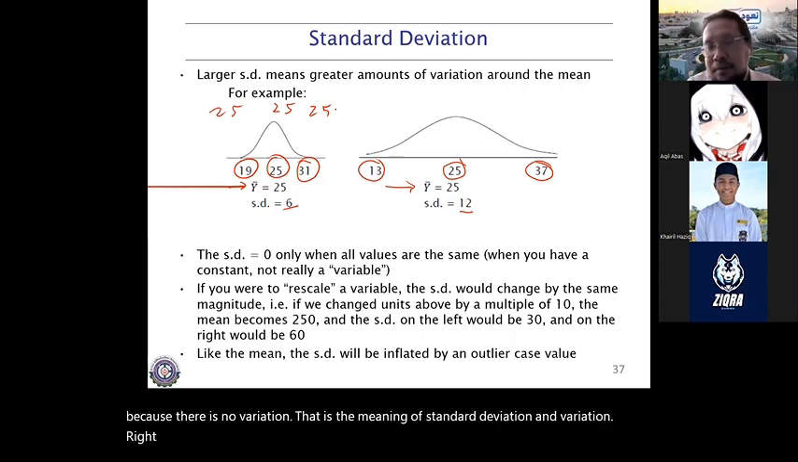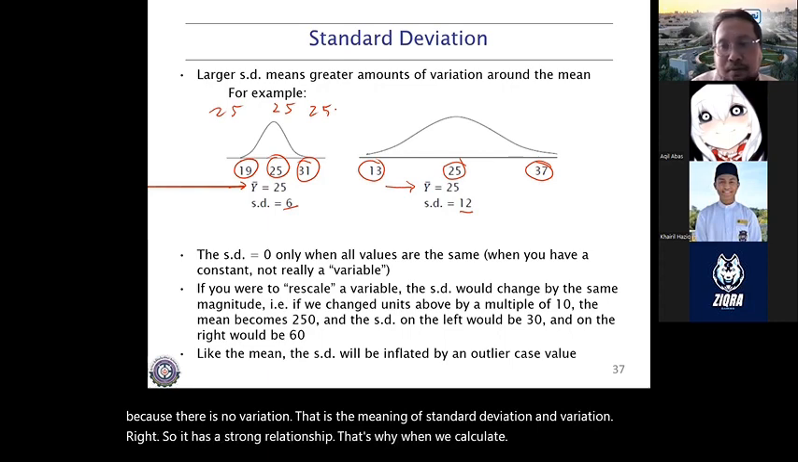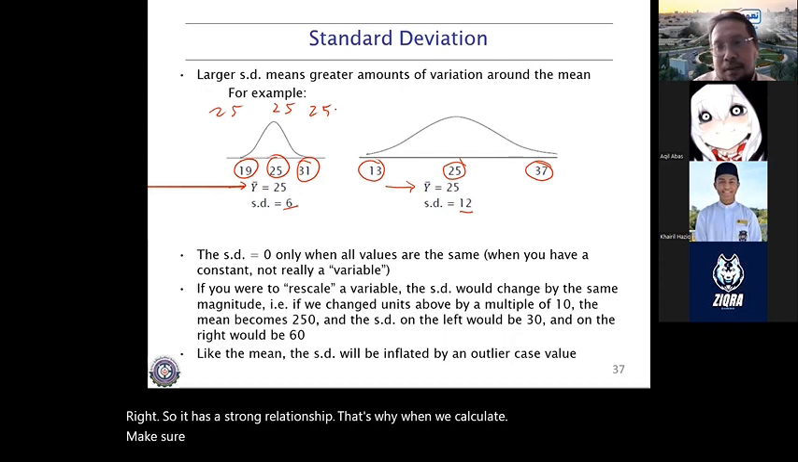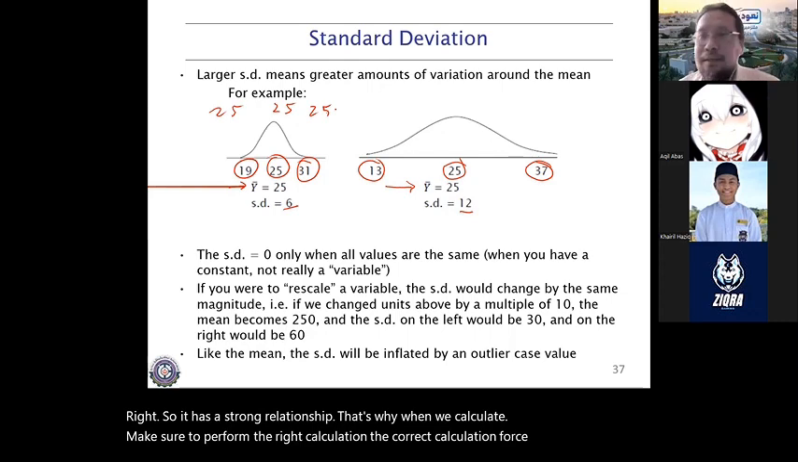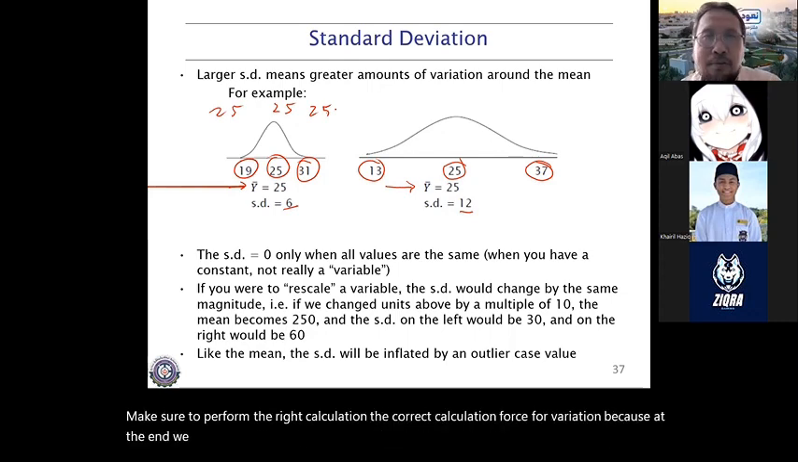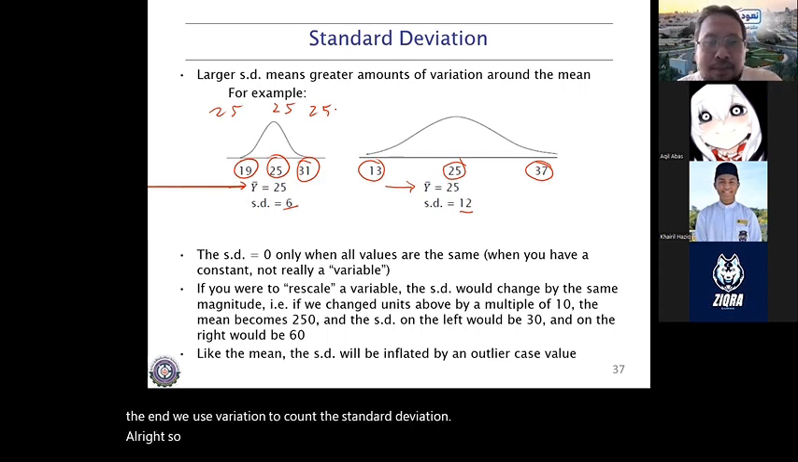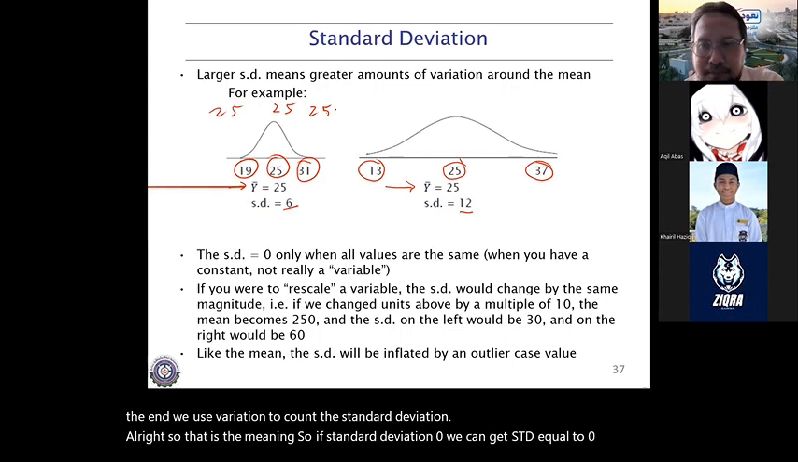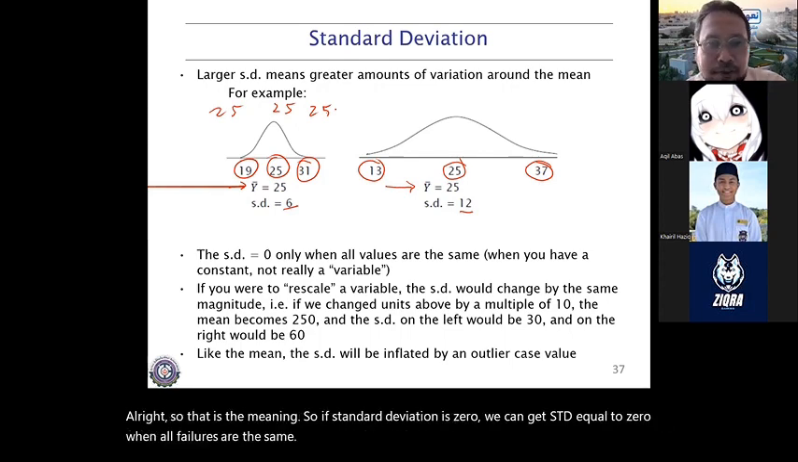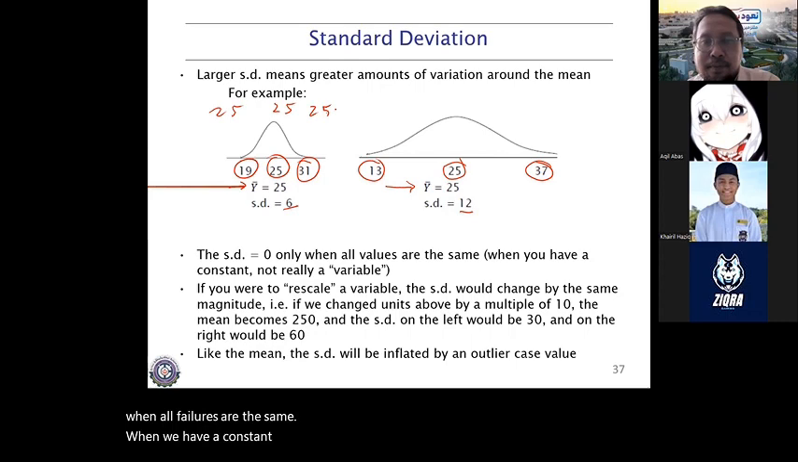So it has a strong relationship. That's why when we calculate, make sure to perform the correct calculation for variation, because in the end we use variation to calculate the standard deviation. So we get SD equal to 0 when all values are the same, when we have a constant, that is, not a variable.